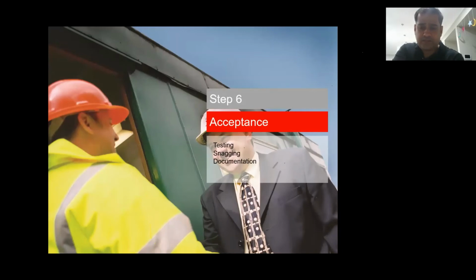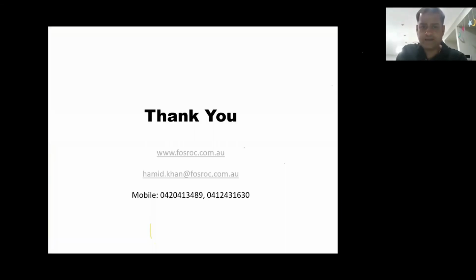And finally, step number 6 of the repair philosophy is acceptance, where you do the testing, snagging, documentation, everything. This is for large repair projects, I'm saying. If you have a small defect in your bridge construction, you don't have to do all these steps and diagnostic analysis. You can just simply do a visual inspection as well, and it's a pretty simple process.